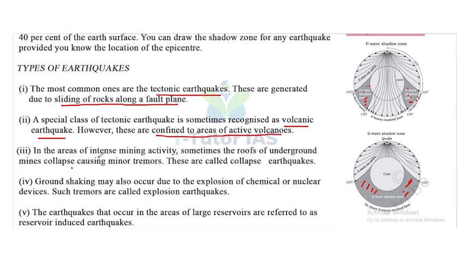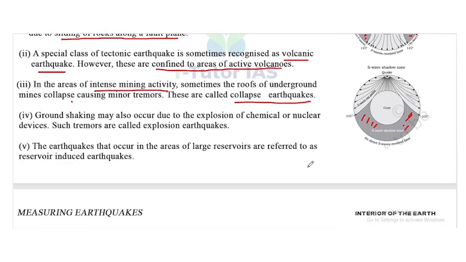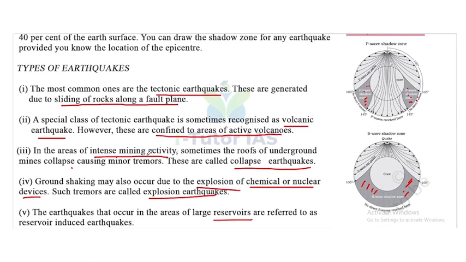Third one, the areas of intense mining activity. Sometimes the roofs of underground mines collapse, causing minor tremors, and these are called collapse earthquakes. Ground shaking may also occur due to explosion of chemicals or nuclear devices. Such tremors are called explosion earthquakes, and the earthquakes that occur in the areas of large reservoirs are referred to as reservoir induced earthquakes. So these are some of the types of earthquake.